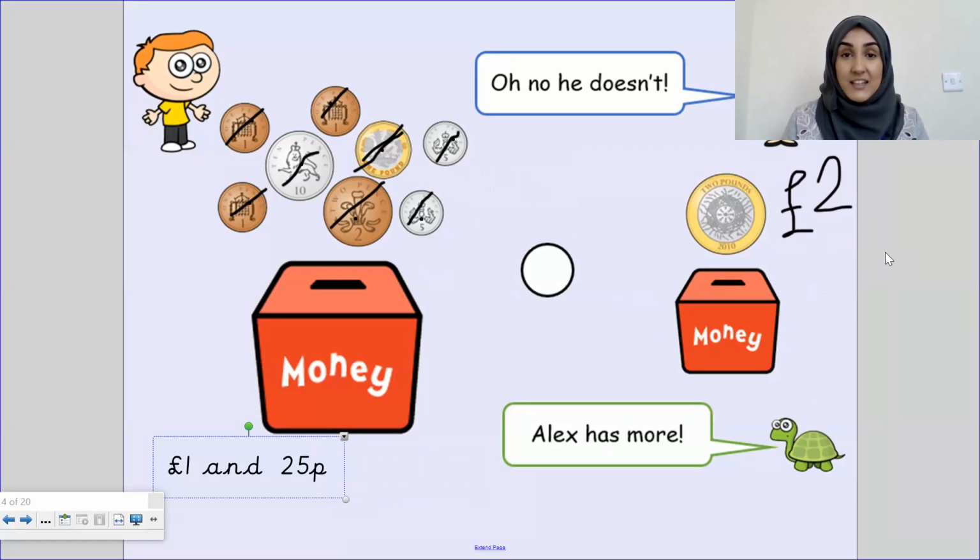Who has more money? Is it Jane or is it Alex? Alex has less. Jane has more because she has a £2 coin and Alex only has £1 and 25 pence. So Morris class, it does not matter how big your money box is or how many coins you have. It matters about the value that is on the coin. So this little coin here is worth £2 and all of this money together is only worth £1 and 25 pence. So even though Alex had a bigger box, he still has less money compared to our little friend over here.